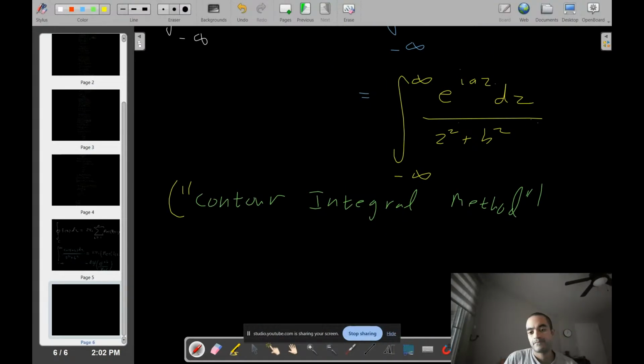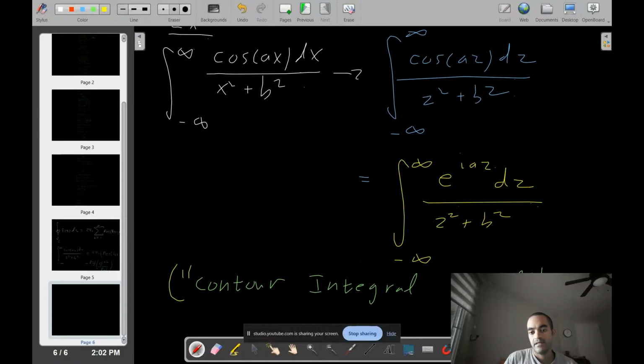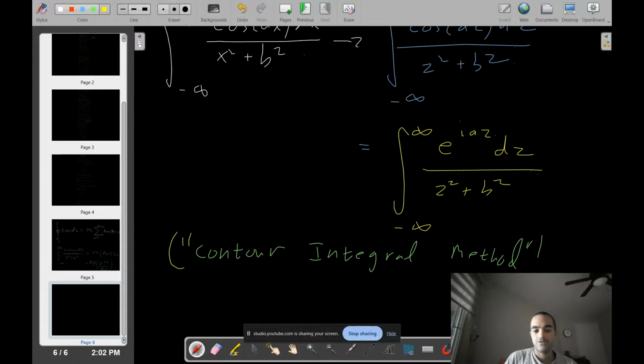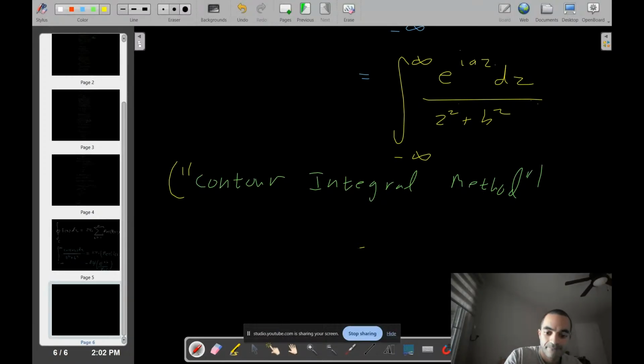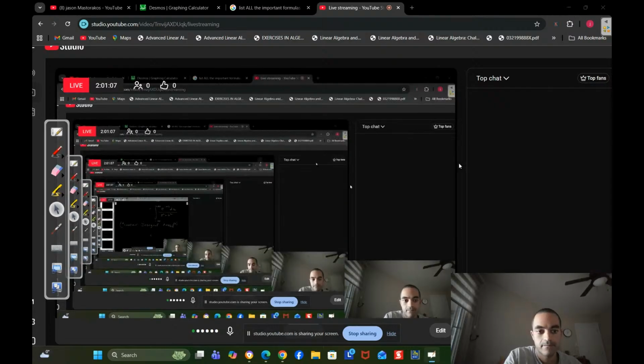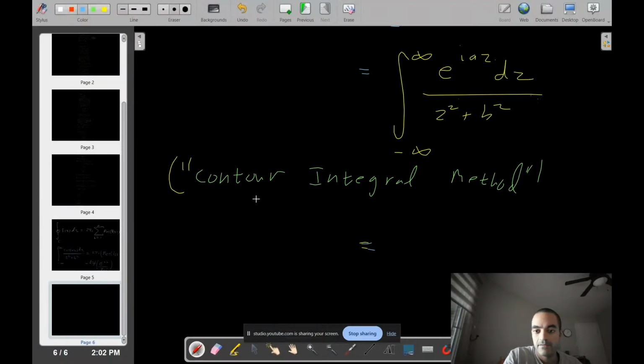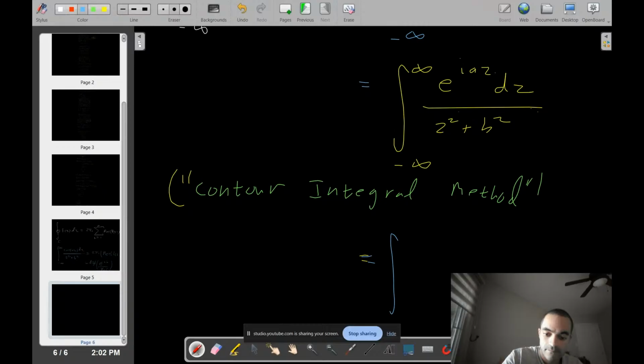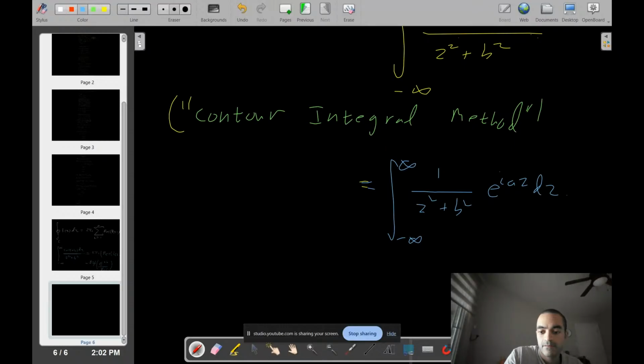Okay. e to the negative i az. I could have split this up, right? You know what I mean? Like I could have said this. Anyone in the chat? No one's in the chat. Okay. This is equal to the integral from minus infinity to infinity of 1 all over z squared plus b squared times e to the i az dz. Okay.